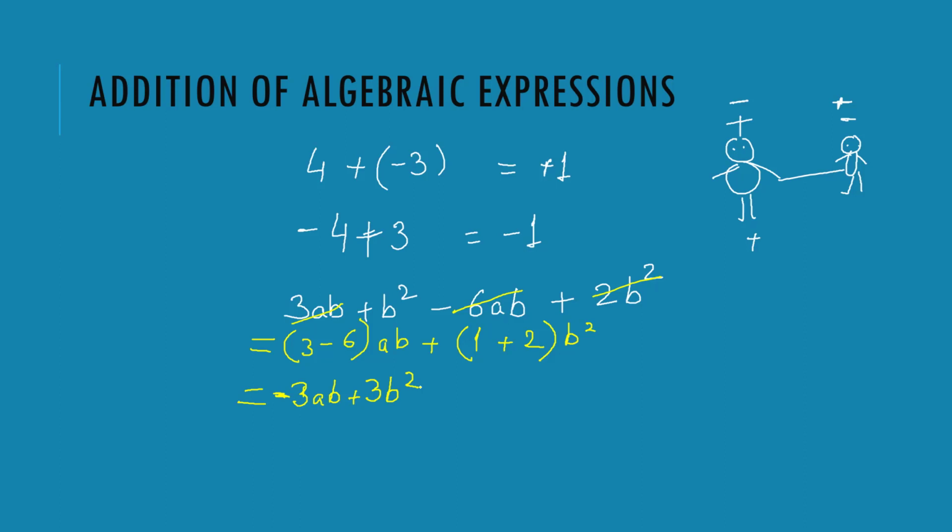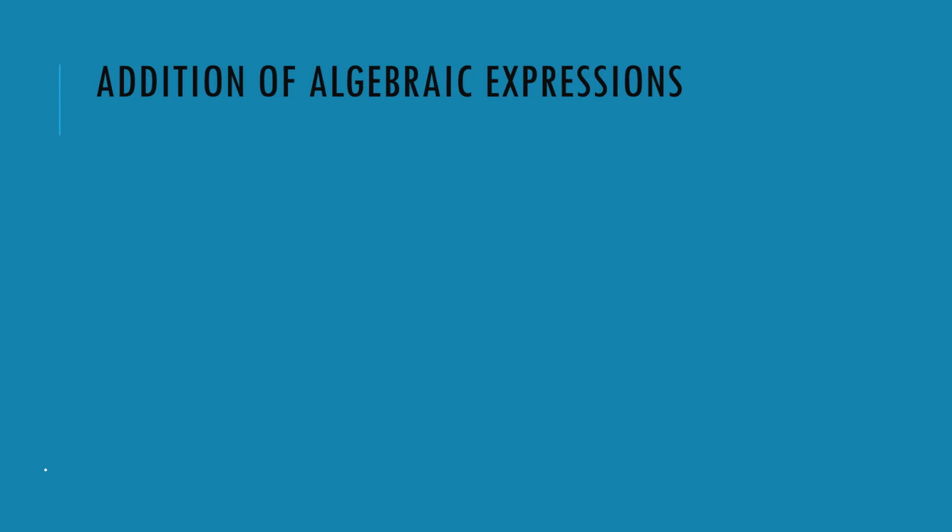Okay. Am I correct? Yeah, you are right. So the principle is to group the like terms together and then solve it. Where both are plus, it will remain plus. Where one is plus and one is minus, it will be the difference of the two, and the sign will depend on the bigger number.